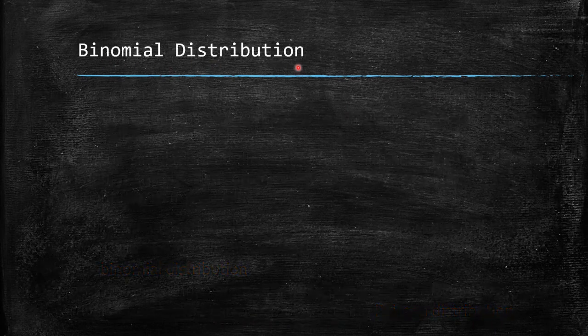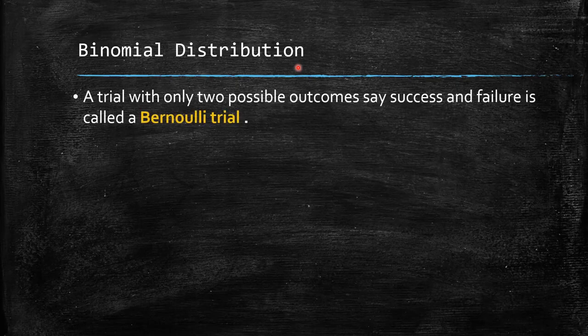Binomial distribution. Now consider a trial or random experiment which has only two possible outcomes. For example, tossing a coin, where we can have either head or tail. The result of an examination: passing the exam or failing the exam. A manufactured item: defective or non-defective. So this trial which has only two outcomes, we can call success and failure. Then the trial is known as a Bernoulli trial or binomial trial.